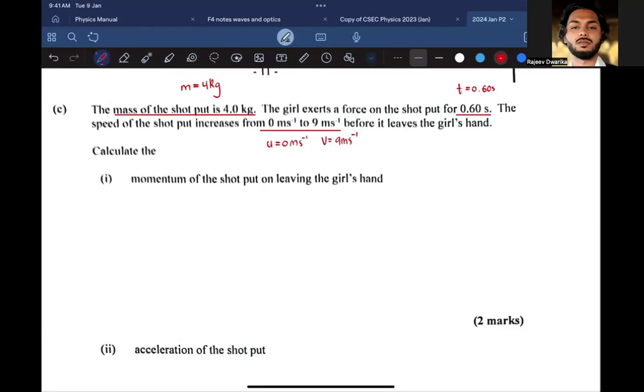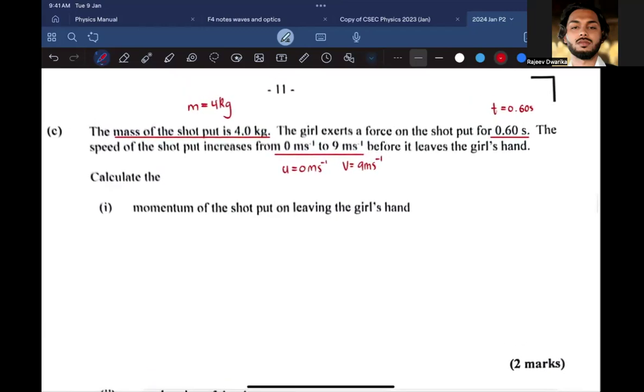Do you know what acceleration is? I'm going to explain it in a simple way. Do you know what acceleration is? Yes, sir. Okay, what's the formula for acceleration? Do you know?